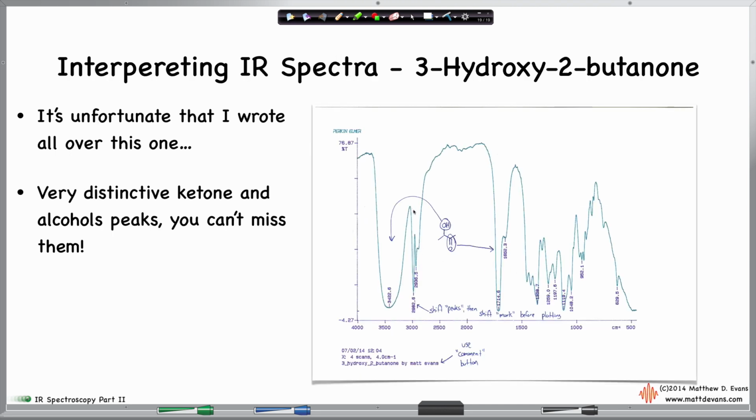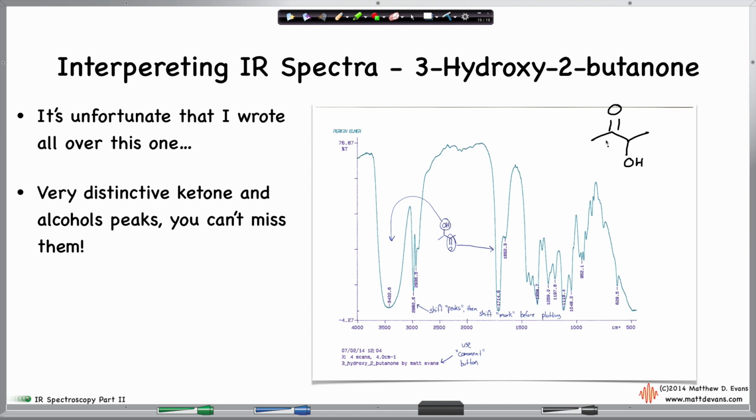Here's another example. Unfortunately, like I said, I wrote all over this thing. I think I used this example as a training exercise when I was teaching people IR in the laboratory. And this compound, let me just sketch this one out. It's helpful to see the structure. So 2-butanone, 1, 2, 3, 4, and the carbonyl is here, and the 3-hydroxy, so 1, 2, 3. So the hydroxy group is going to be here.